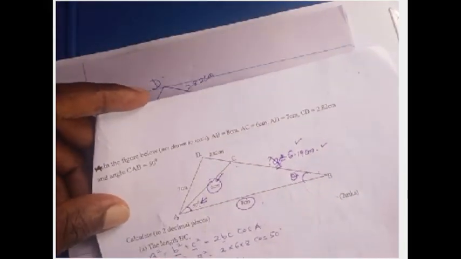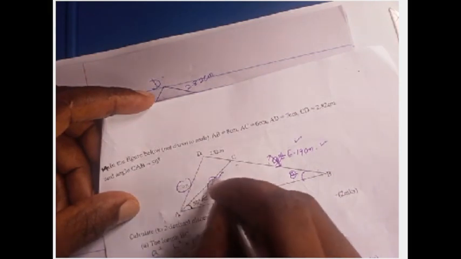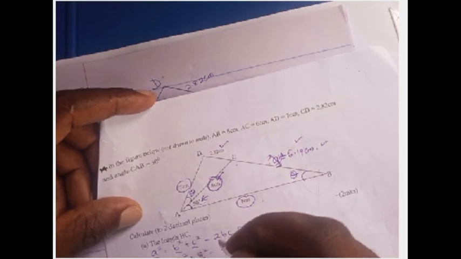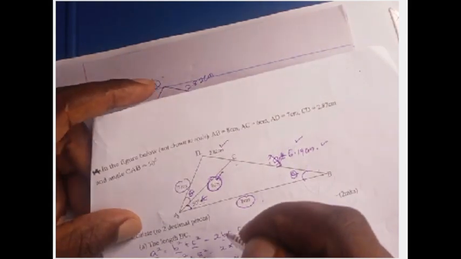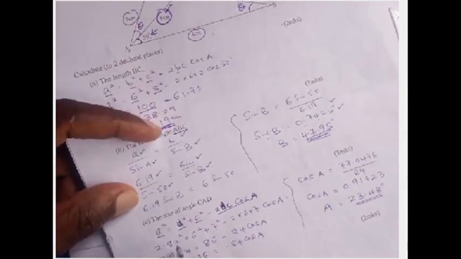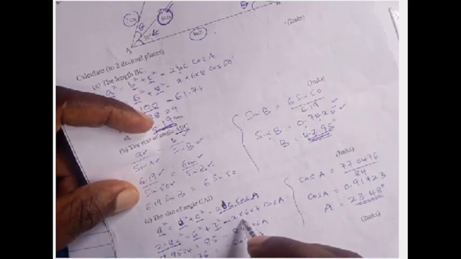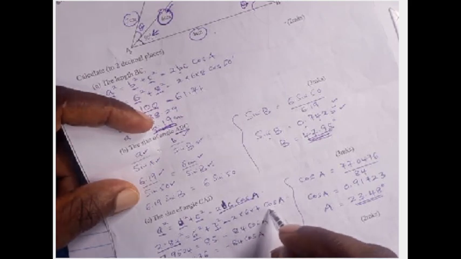Still we can see we have two sides, 7 and 6. We want this angle, and we have one side. So when we are given three sides and one angle, we can use the cosine rule. So we say a squared plus d squared minus d. Then we substitute. We have the value of a, 2.82 squared is equal to 6 squared, 7 squared minus 2 times 6 times 7.